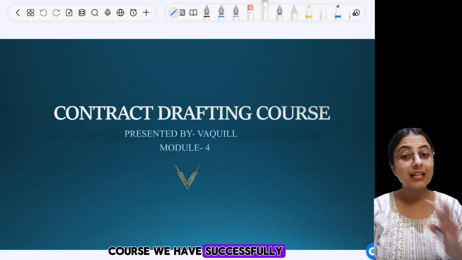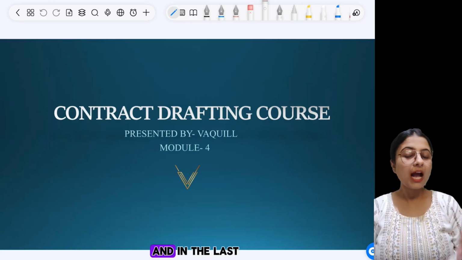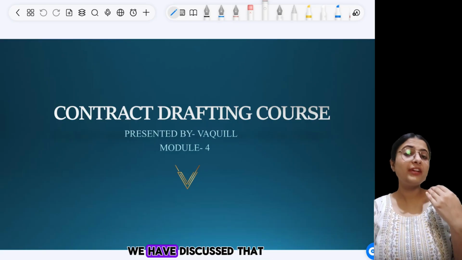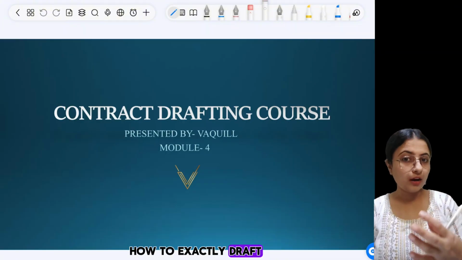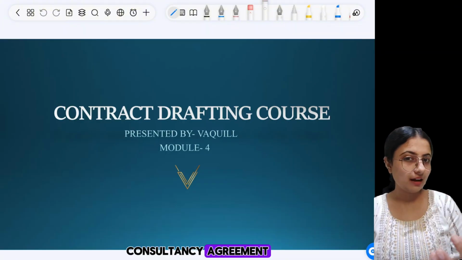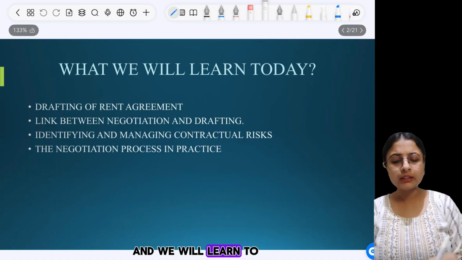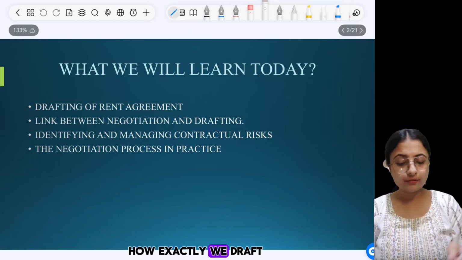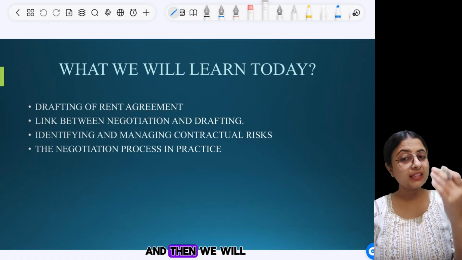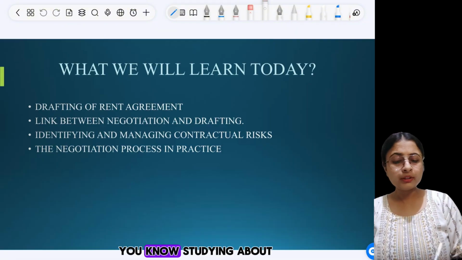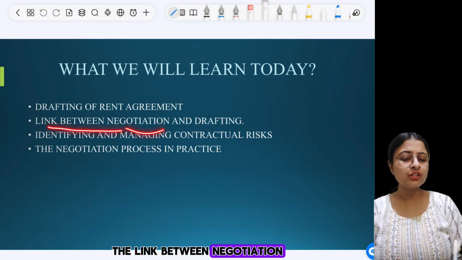We have successfully completed our 3 modules, and in the last module we discussed how to draft an NDA and a consultancy agreement. Now in this module we will move forward and learn how to draft a rent agreement, and then we will move on to studying the link between negotiation and drafting.